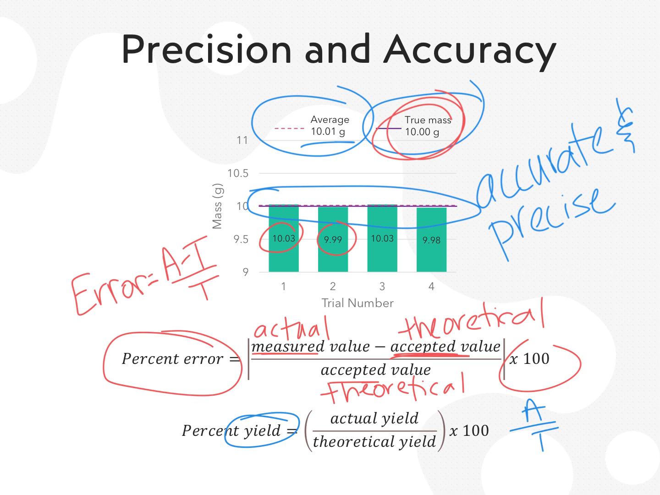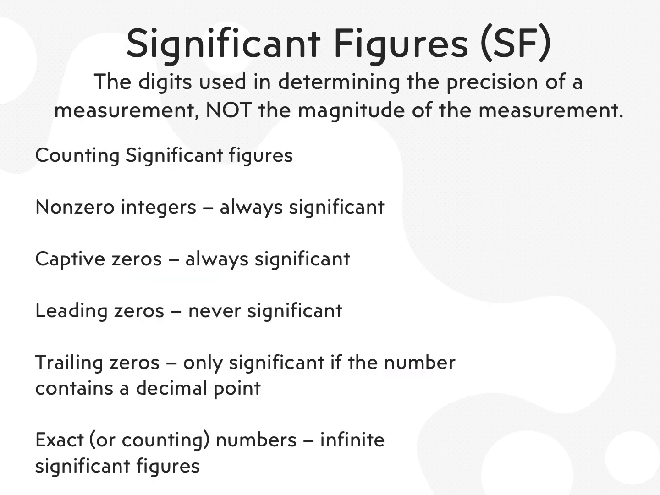All right, so that is precision and accuracy. Next, we've got significant figures. Significant figures are the digits used in determining the precision of a measurement, not the magnitude. And it feels weird because a number like a billion seems significant, but not in this case because we're not looking at how big or small. A number like a billion only has one significant figure because it only has one digit of precision. So we have to figure out how to count significant figures, and we need to know how to count different types of integers.